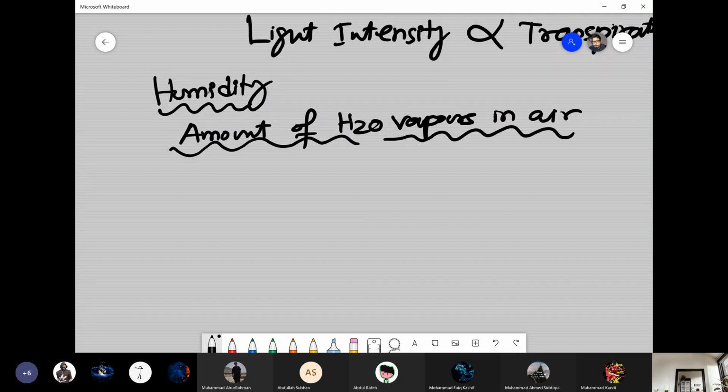Boys, when it is dry weather, at that time the amount of water vapors in the air will be less. But when it rains, at that time the amount of water vapors will become high in the atmosphere, in the air. So the humidity will increase.